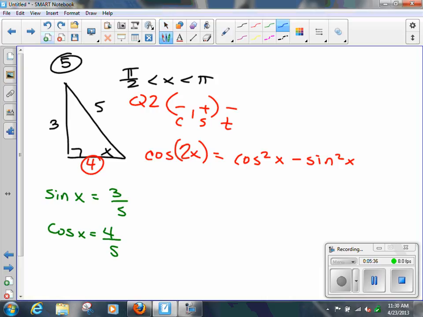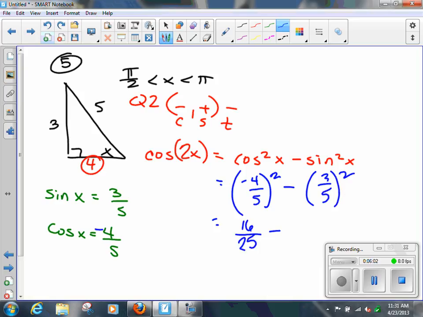And y'all know I go at the end and I plug in my values. My signs, rather. Positive sine, negative cosine. Cosine squared is negative 4/5 squared minus 3/5 squared. Folks, what's a negative times a negative? Positive 16 over 25. Subtract positive 9 over 25, with 16 minus 9, is 7 over 25. That is the cosine of the double angle.